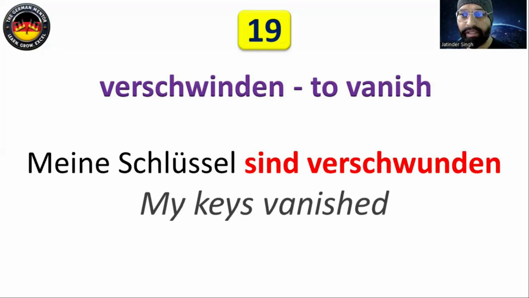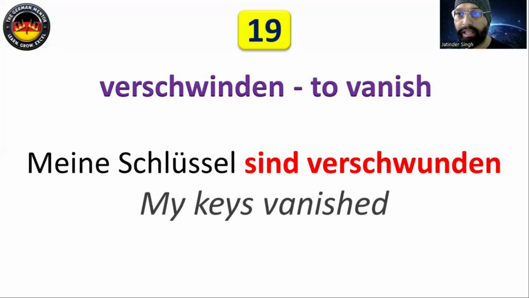Number 19, the next verb, verschwinden, to vanish. Meine Schlüssel sind verschwunden. My keys vanished. For example, if you are walking through a street and you have lost your keys on the way, so there is a movement. Okay, so you can consider this verb as a change of movement. Verschwinden, which means to vanish. My keys vanished. Meine Schlüssel sind verschwunden.